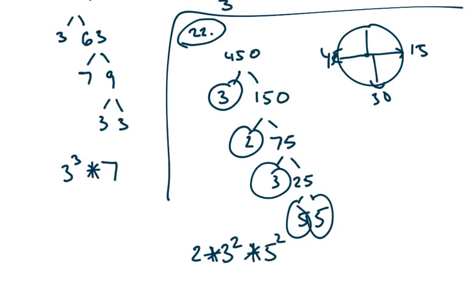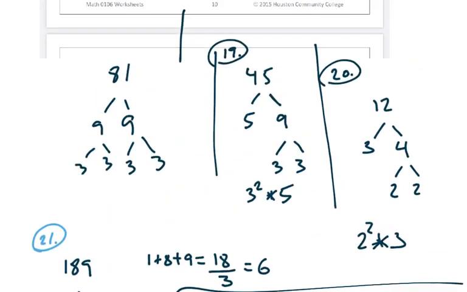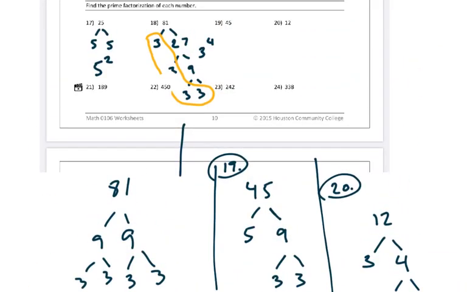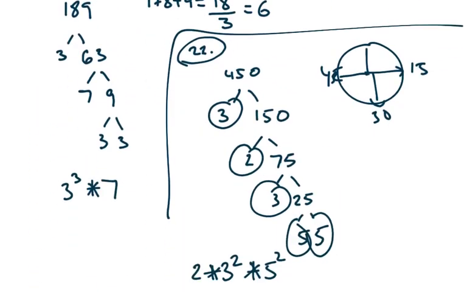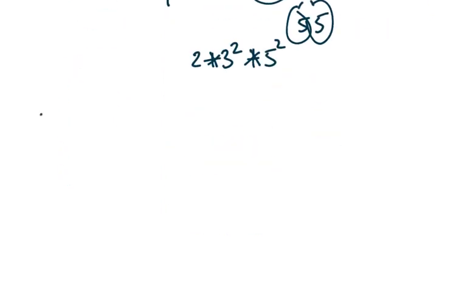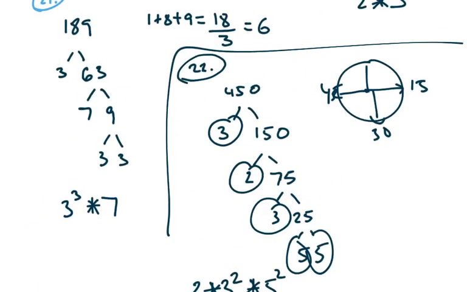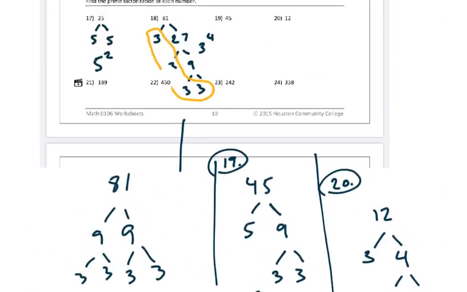So you can see that prime factorization gets a little tricky as the numbers start to get bigger and bigger. 242 is the next one, number 23.